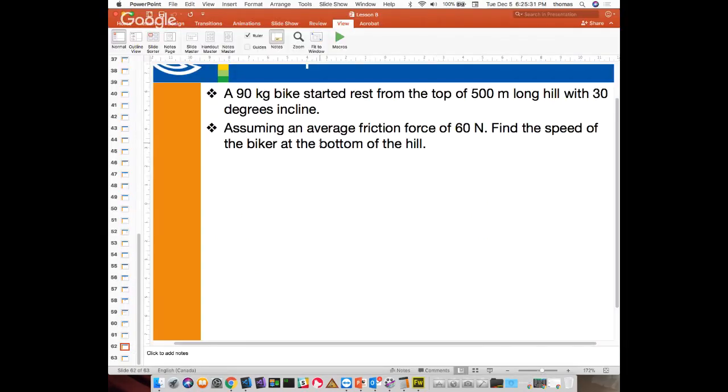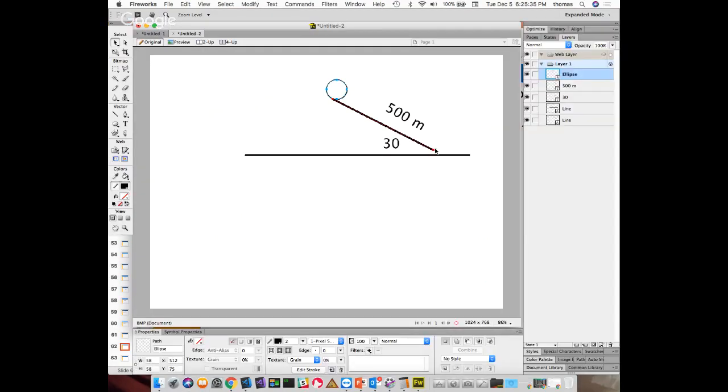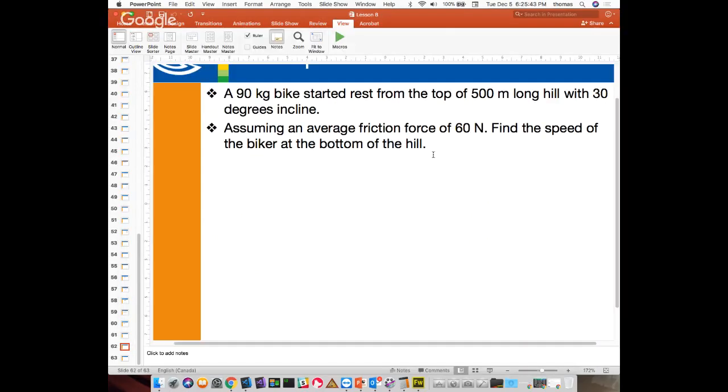All right, and assuming an average friction force of 60 newtons. That's interesting. So we've been given the friction force. Where would the friction force be? Along this path right here. 60 newtons is quite small. Find the speed of the biker at the bottom of the hill.